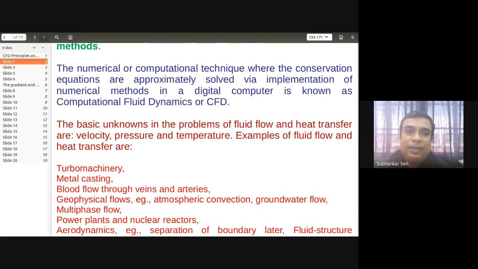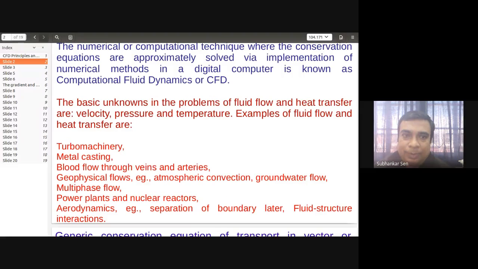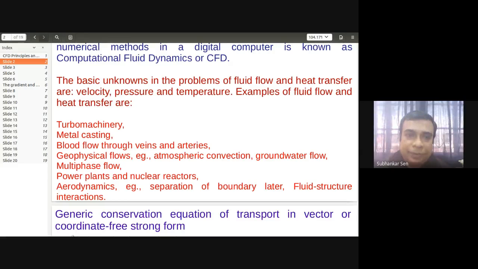So the unknowns in CFD problems are velocity, pressure, and temperature. So when we say that yes, we are solving a CFD problem, actually what we are doing, we are trying to find out the distribution of velocity, the distribution of pressure, and the distribution of temperature with respect to space and time. So velocity, pressure, temperature fields, we are trying to find out.